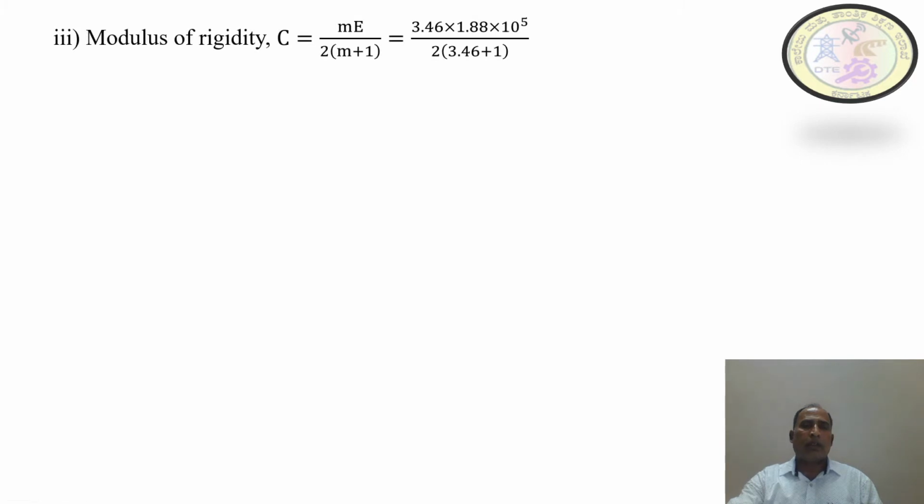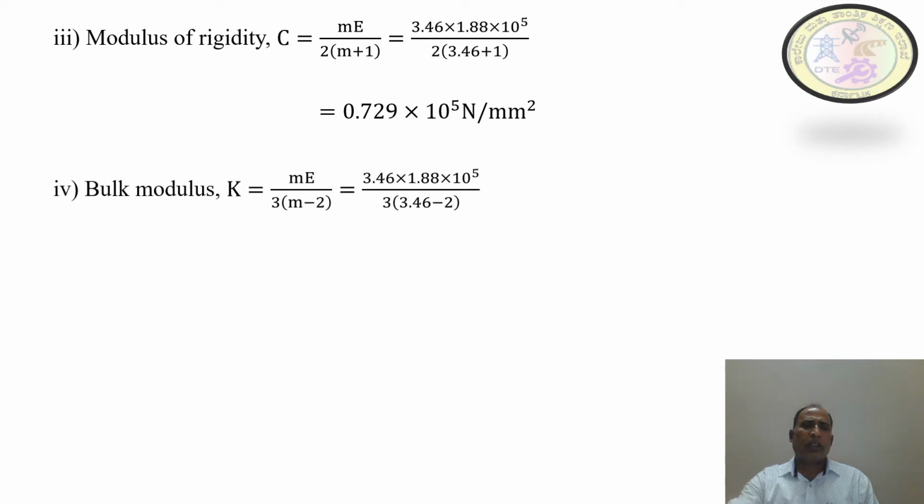And the modulus of rigidity. As we know the relation between Young's modulus and the modulus of rigidity, C is equal to mE divided by 2 into (m plus 1). The value of m is 3.46 and the value of E calculated is 1.88 into 10 raised to 5 Newton per mm square, divided by 2 into (3.46 plus 1). So the value of C is 0.729 into 10 raised to 5 Newton per mm square.